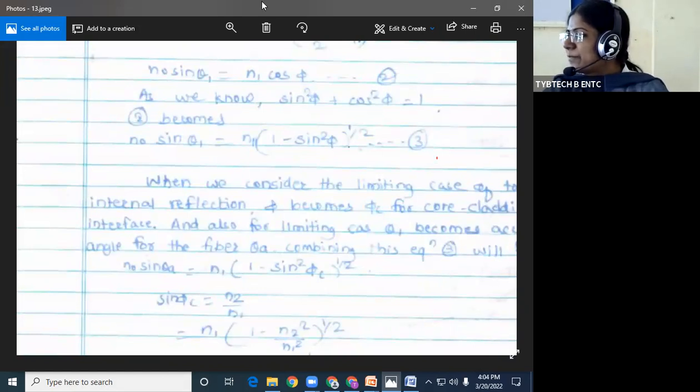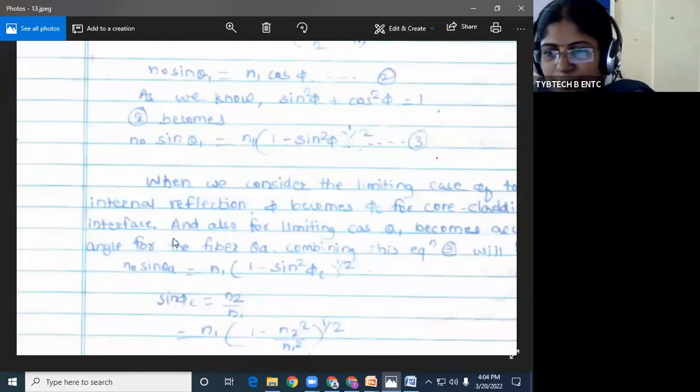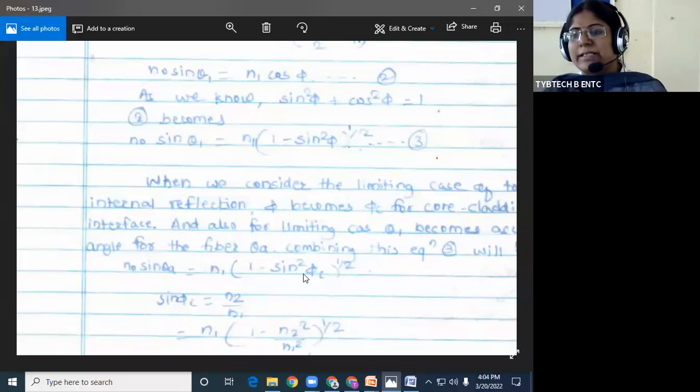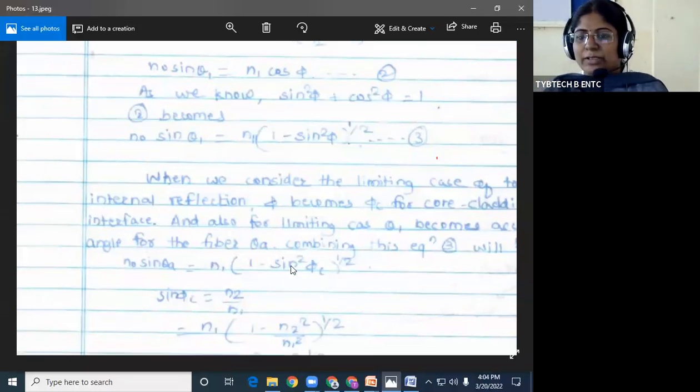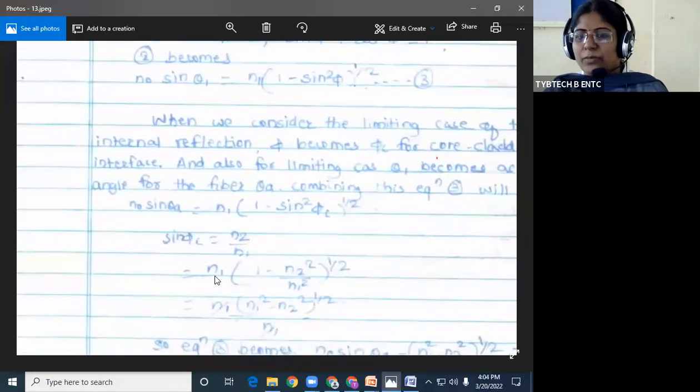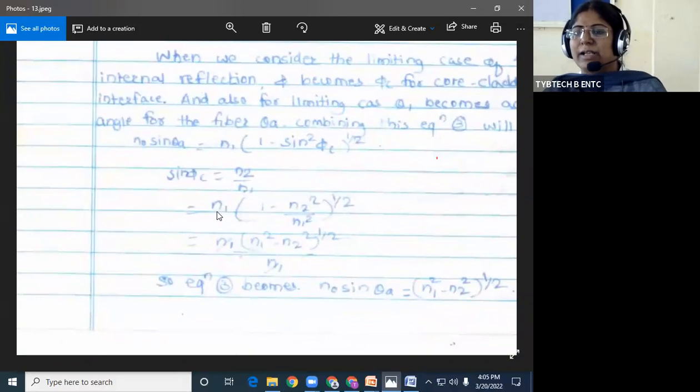Phi c म्हणजे काय? Critical angle. So sin phi c is equal to n2 by n1. So this becomes n1 in bracket 1 minus n2 square divided by n1 square. So this is n1 square minus n2 square divided by n1 square. n1 square आणि परत 1 raised to 1/2 म्हणजे इथं काय राहील फक्त n1. ह्याचं सिम्प्लिफिकेशन बघा जरा स्वतः ट्राय करून बघा.